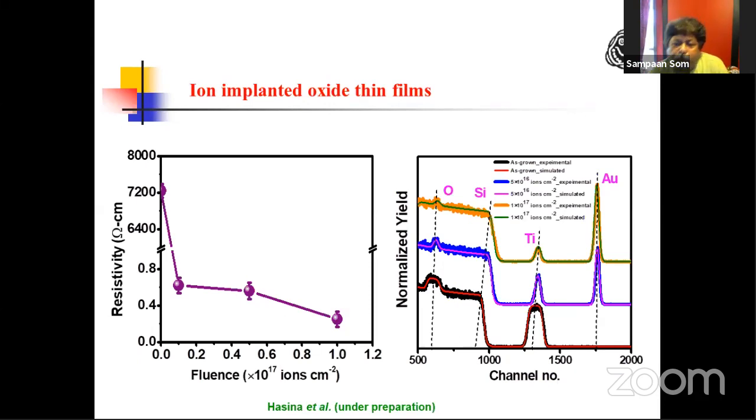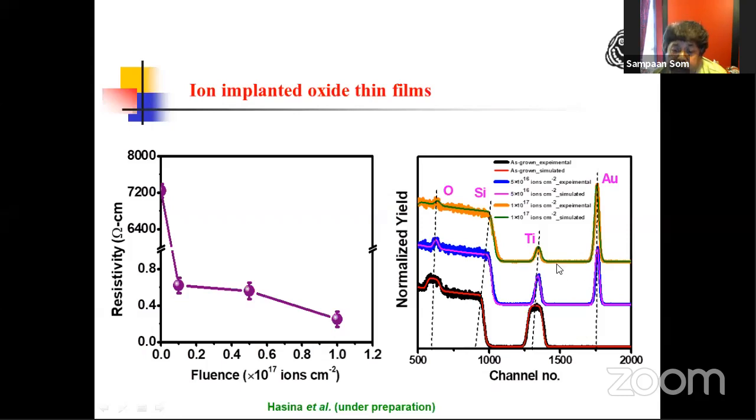Now, this is another example where we are actually studying, a byproduct that I'm showing here. This is ion implanted TiO2 thin films, where we see that under continuous ion bombardment with 60 keV gold ions, a continuous reduction in the resistivity of the thin films takes place. Let us see how this gets manifested. Due to ion sputtering, a lot of oxygen gets lost and the film becomes more and more metallic in nature. So TiO2 becomes TiOx, where x definitely becomes much less than 2. So that's why the resistivity decreases.